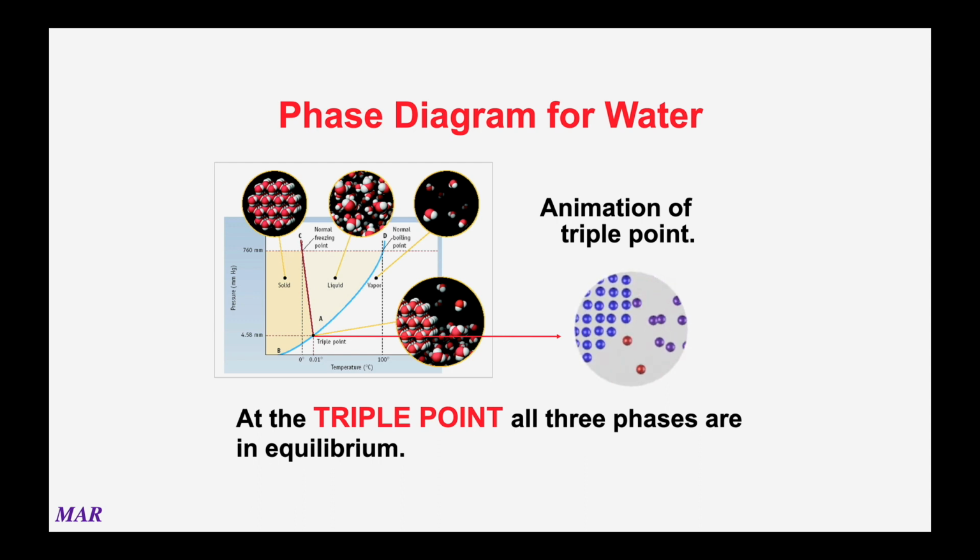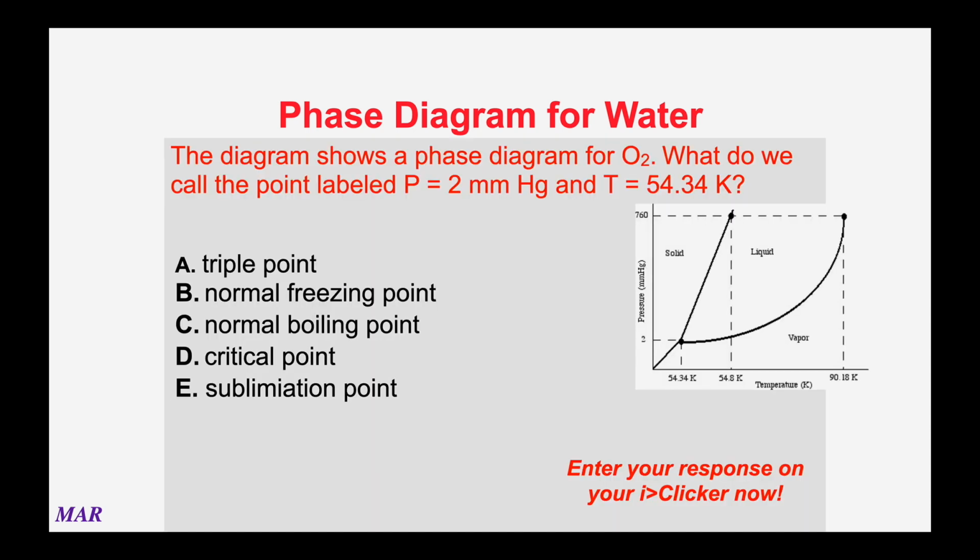But again, in theory, in addition to all substances being able to go from solid to gas directly, you also have a triple point for all substances as well. So again, this is the phase diagram for oxygen, and I want you to give me the name of the point where pressure is 2 millimeters of mercury. This isn't the world's best graph, but the 2 millimeters mercury is right there. And the temperature is 54.34 Kelvin. So, what is the name of that point?